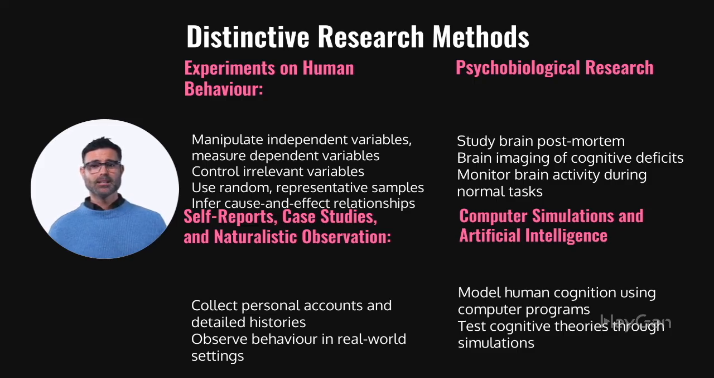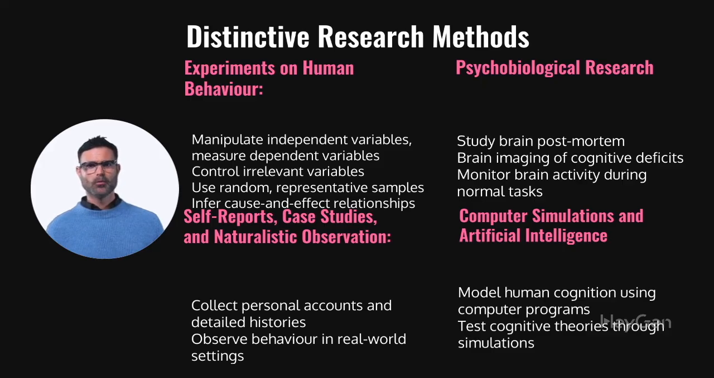These are usually conducted in laboratory settings where researchers carefully control the environment. In any experiment, there are two important variables: the independent variable, which is manipulated, and the dependent variable, which is the outcome measured. Other variables are held constant, called control variables.